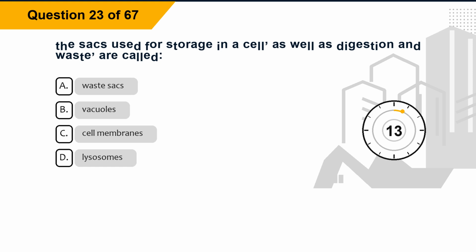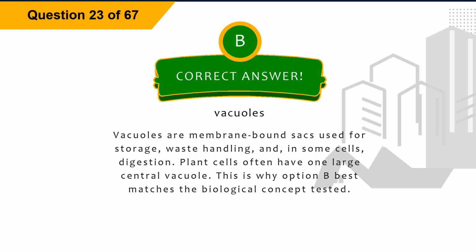Question 23. The sacs used for storage in a cell, as well as digestion and waste, are called: Option A, waste sacs. Option B, vacuoles. Option C, cell membranes. Option D, lysosomes. The correct answer is option B, vacuoles. Explanation: vacuoles are membrane-bound sacs used for storage, waste handling, and, in some cells, digestion. Plant cells often have one large central vacuole. This is why option B best matches the biological concept tested.